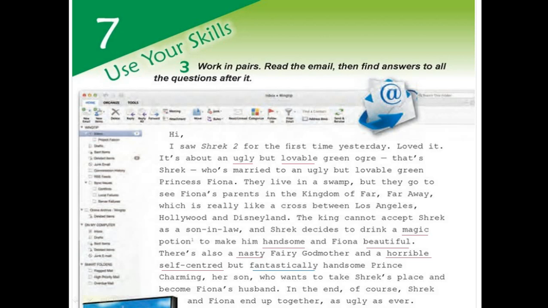Pay attention to the adjectives and adverbs in the text. Ugly and horrible, synonyms. Lovable, magic. Beautiful. Self-centered, handsome for men. An adverb, fantastically. Besides, how many adjectives have you used in your review? Check it.